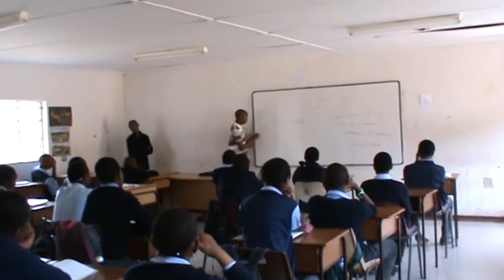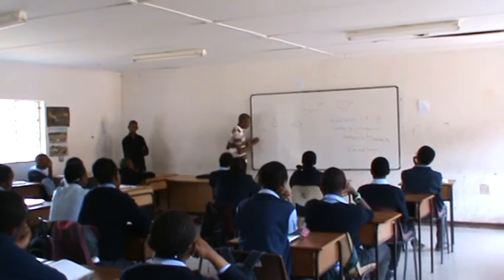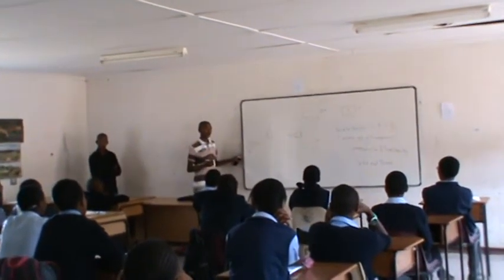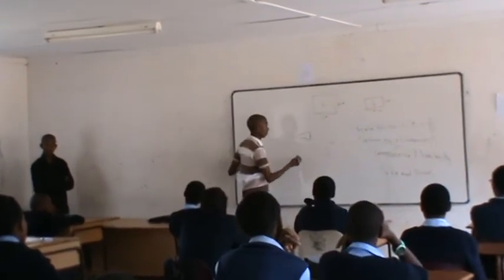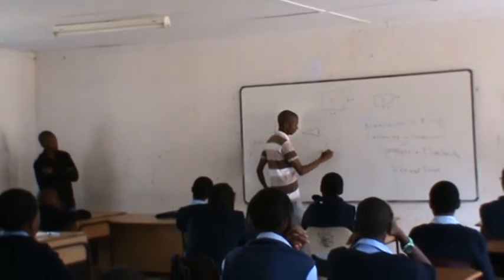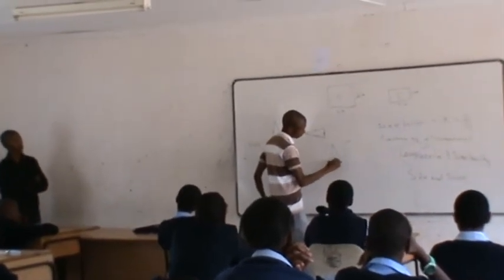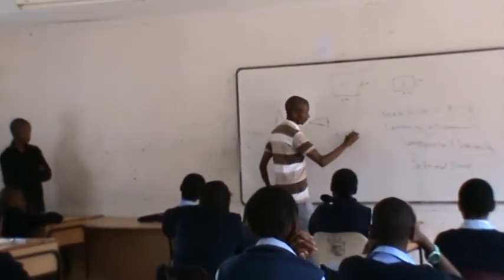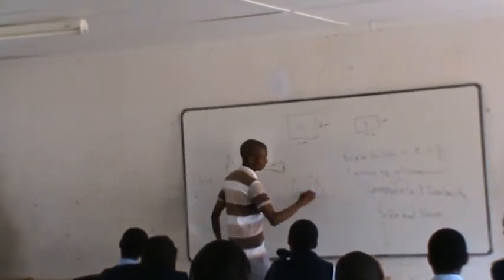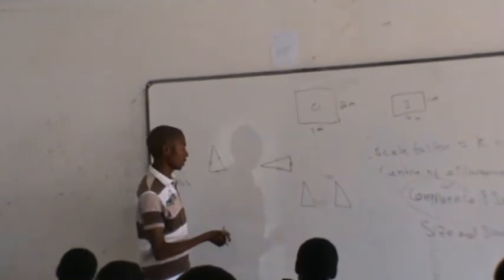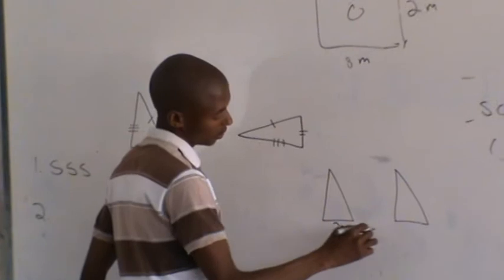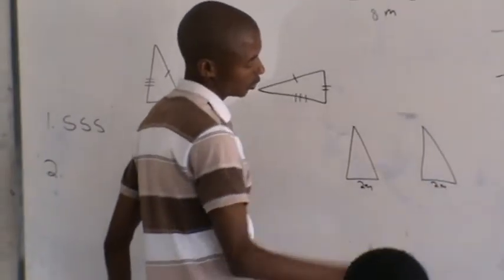Now, let me go to postulate number 2. We may have another triangle here. This time around I'm going to name the same orientation. Appropriate is 2 meters. 2 meters.